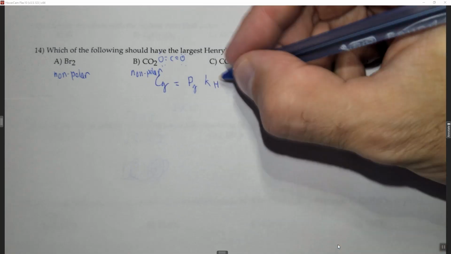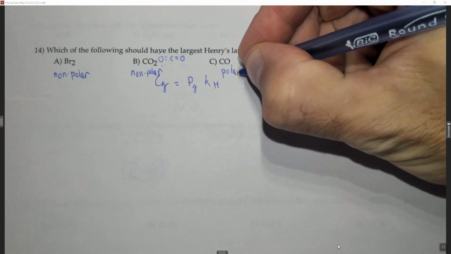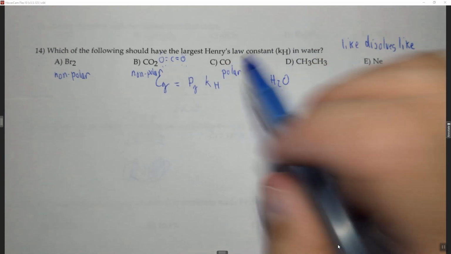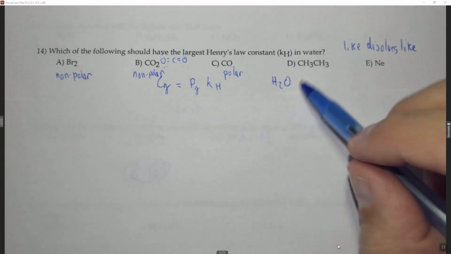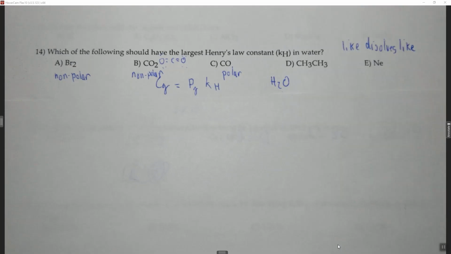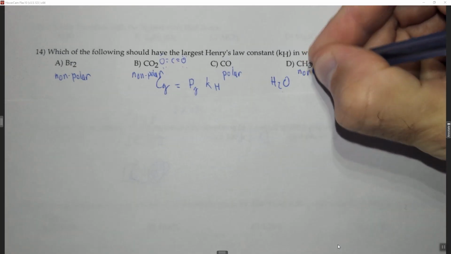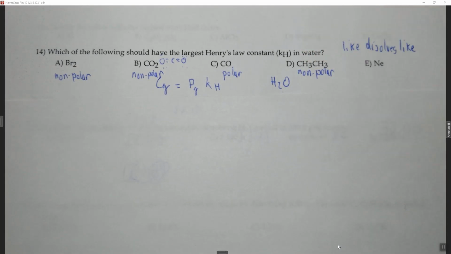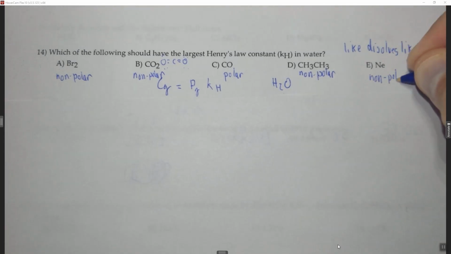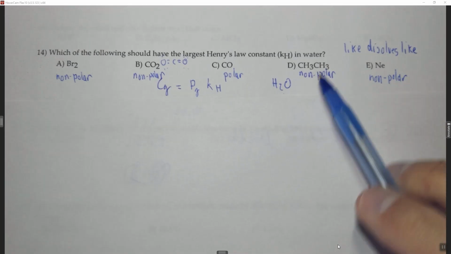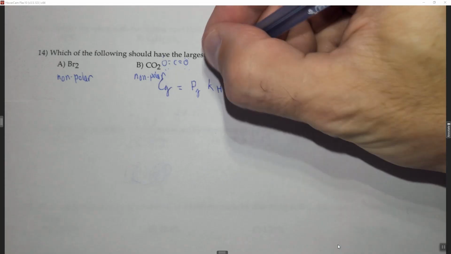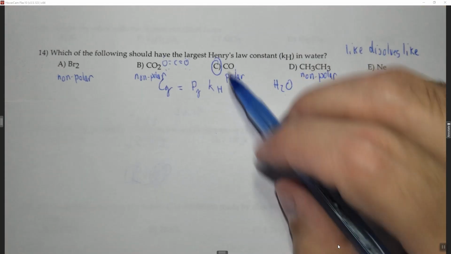You can draw it. It's a little bit weird because it has formal charges, but that's not the point here. Carbon monoxide has to be polar. Why? Because it's two atoms. One is carbon and one is oxygen, so it's going to be partially negative towards the oxygen. CH3CH3, this molecule is called ethane. It's a hydrocarbon, only contains carbon and hydrogen, so it's non-polar. And then finally, neon is an atom, so it's non-polar. So, like dissolves like. Water is a polar solvent. It's going to dissolve most the polar molecule.